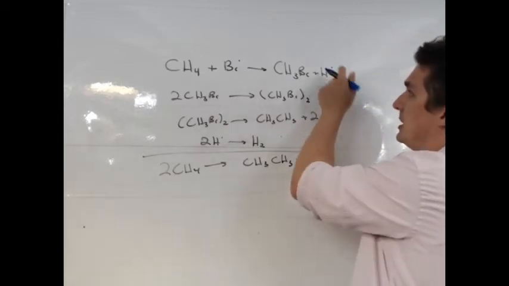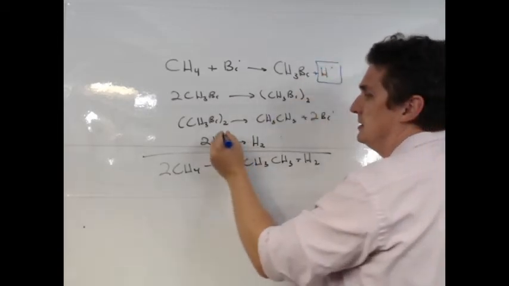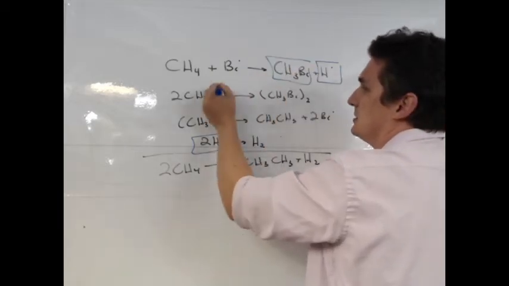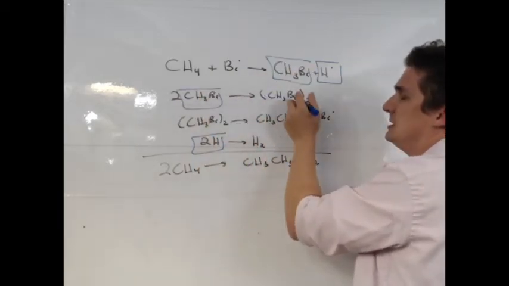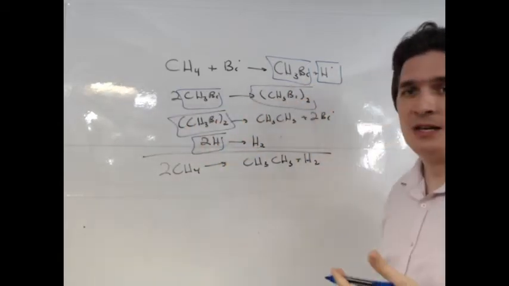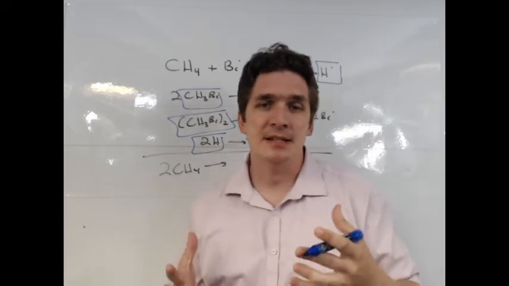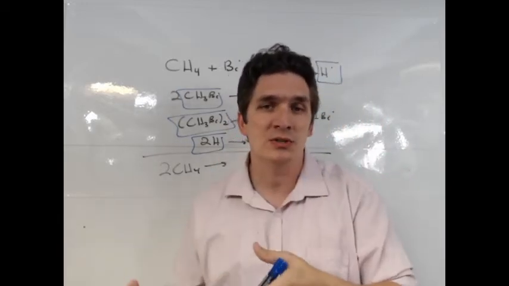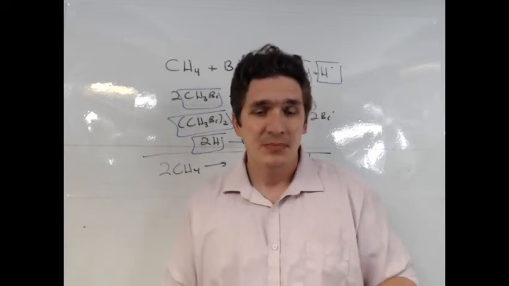Now, we see each H radical produced, then consumed. We see CH3Br produced, then consumed. We see this compound produced, and then consumed. And we don't see anything else. And so that's what makes them intermediates. We have to make them, but they're immediately consumed afterwards in the next step of the reaction.